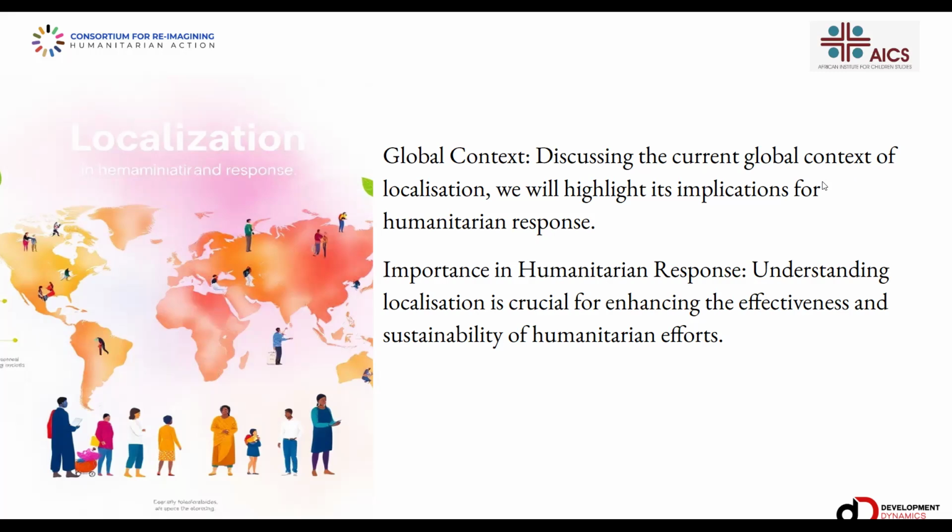And so it's important for us to understand how localization is crucial for enhancing effectiveness and sustainability, but also to think about what happens in the global space that has implications within our own local response. For instance, on Monday we had the inauguration of the 47th or 48th president of the United States of America, Donald Trump, and immediately he was sworn in, I believe he signed like 35 executive orders, and one of them was the United States withdrawing from the World Health Organization. How does that impact us from a local perspective?